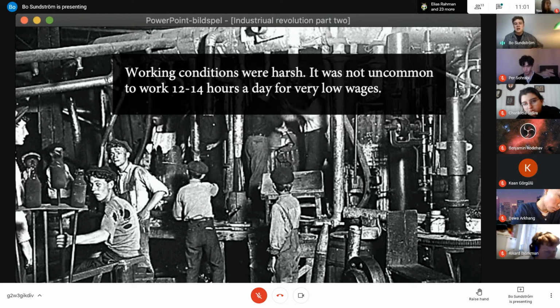But if we take a look at, let's say, England during the 19th century, it was not uncommon to work 12 to 14 hours per day for very, very low wages. You could even work longer than that sometimes. You can imagine that was tough.